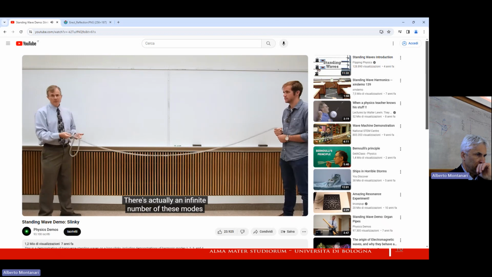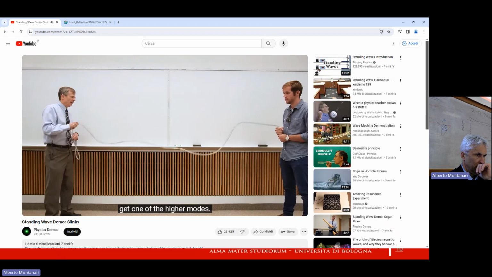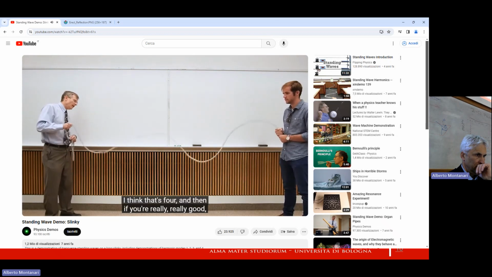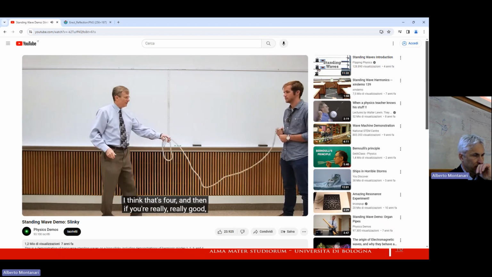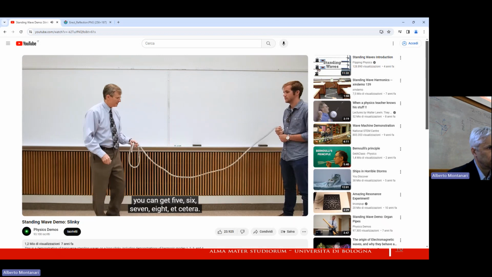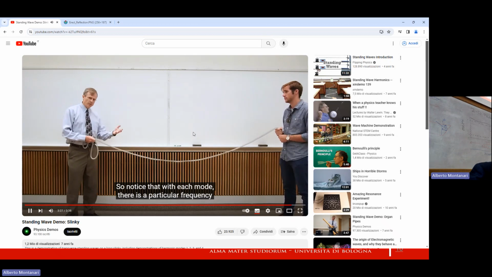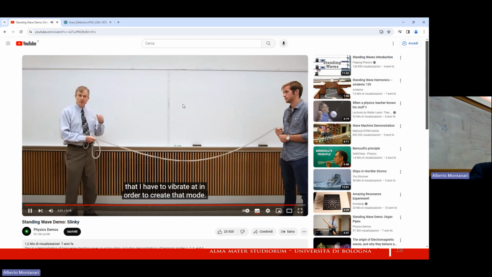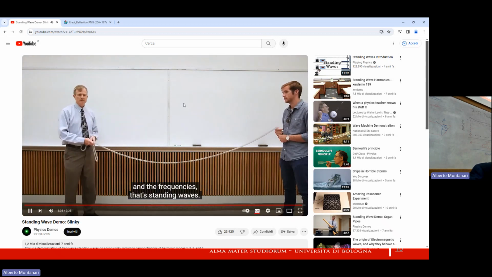There's actually an infinite number of these modes that you can get, and see if I can get one of the higher modes. I think that's 4. And then if you're really, really good, you get 5, 6, 7, 8, etc. So notice that with each mode, there's a particular frequency that I have to vibrate at in order to create that mode. So one-to-one correspondence between the modes and the frequencies.